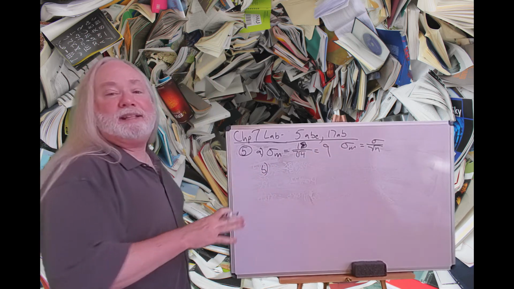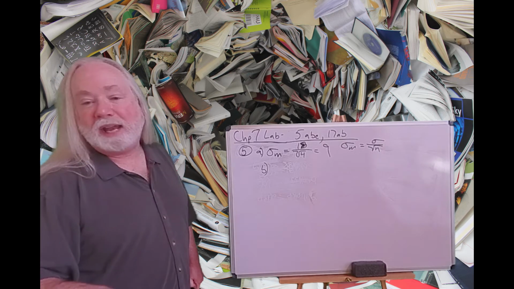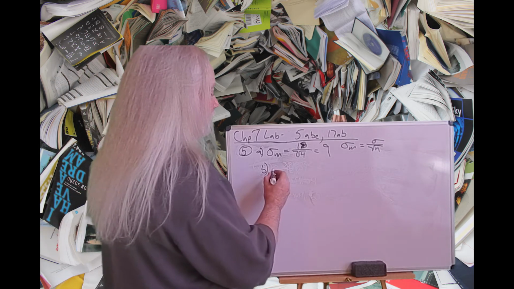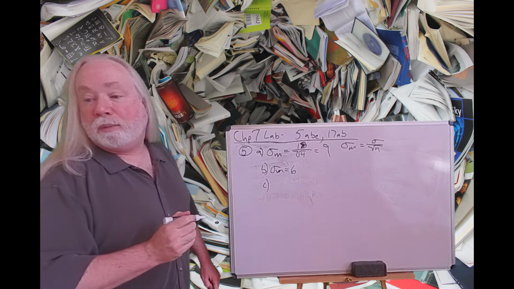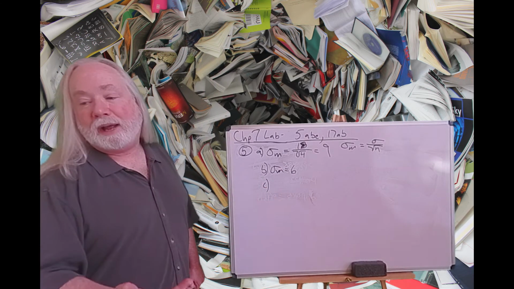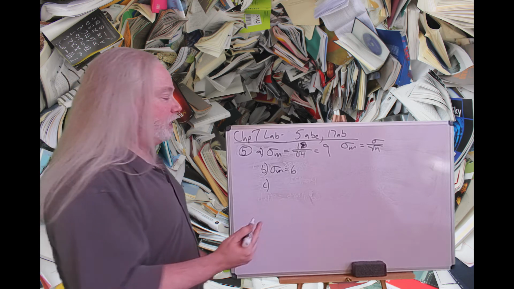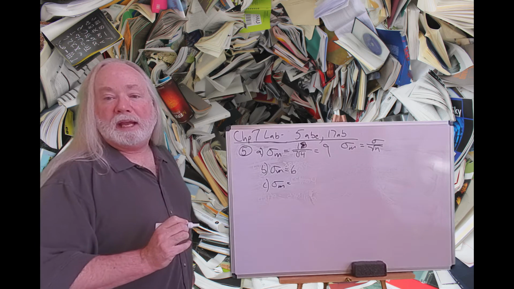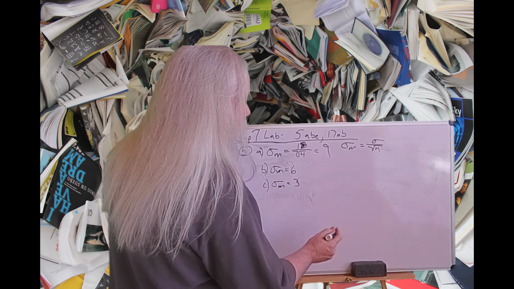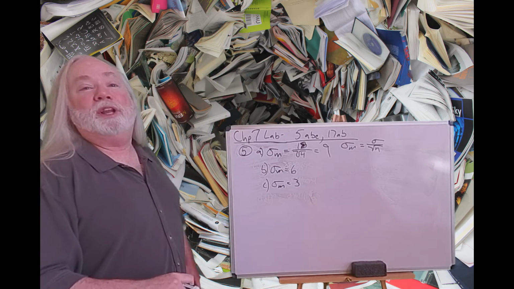B, same thing, 18 over the square root now of 9. 18 over the square root of 9 is 6. And then C, we've changed the sample size to 36, so it's 18 over the square root of 36. So for C, our standard error of the sample mean equals 3. That's really all there was to it.